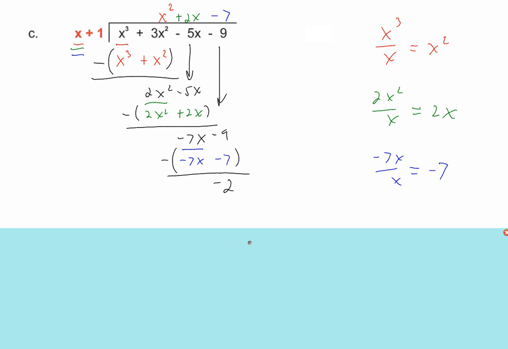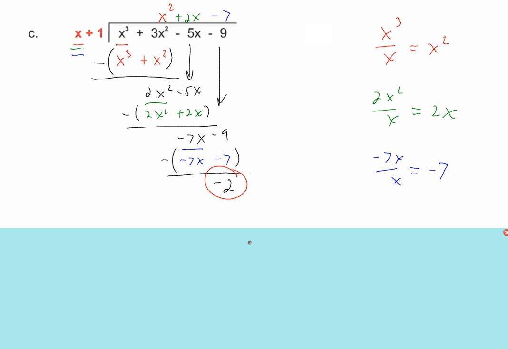Does division always end up even? No. What's 14 divided by 3? 4 and 2/3, right? You got a remainder. And sometimes in polynomials you get a remainder. So watch what I do.